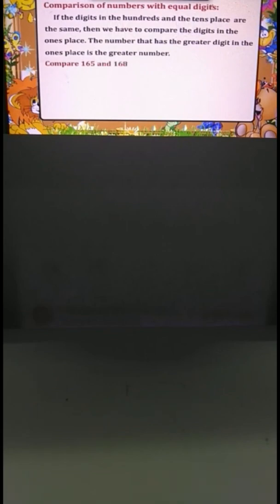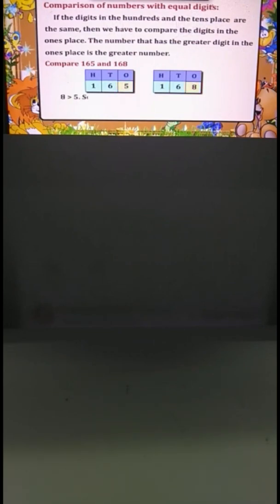Let us compare 165 and 168. Now here the hundreds place is same as well as the tens place is also same. So let us compare the ones place digits 5 and 8, wherein we already know that 8 is greater than 5. So we can write it as 8 is greater than 5. So the number 168 is greater than 165.